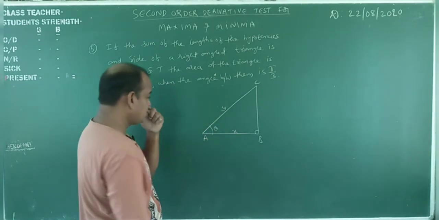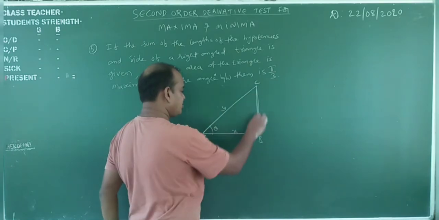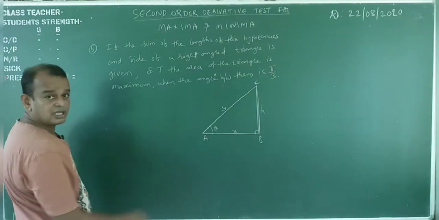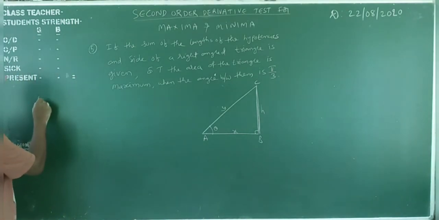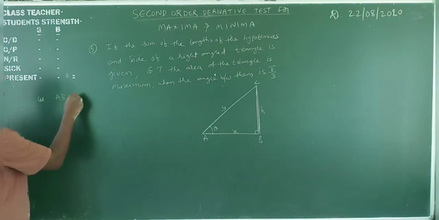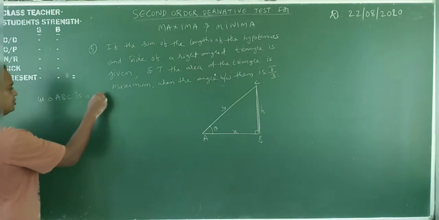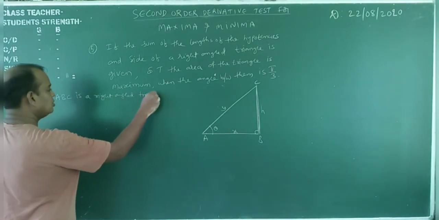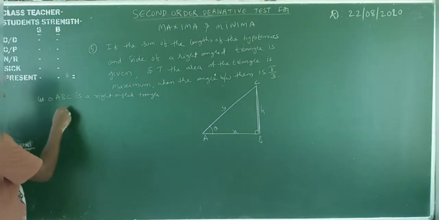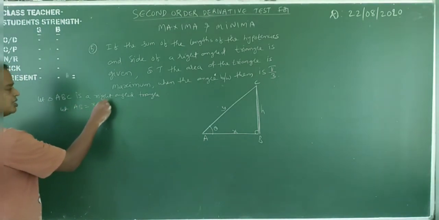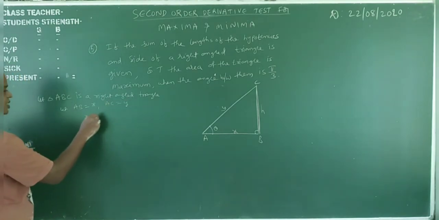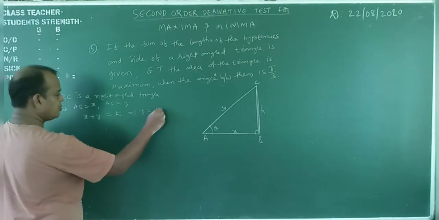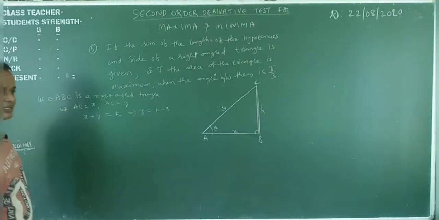Okay, my dear students, how for this one? Suppose you don't know this. Height, for suppose h. Let us observe one by one. Diagram is okay. What is the given data? Find out one by one. Let triangle ABC be a right angle triangle. Now let AB is equal to x, AC is equal to y. Therefore, x plus y is equal to k. From here, y is equal to k minus x.